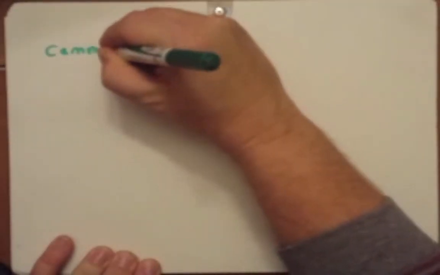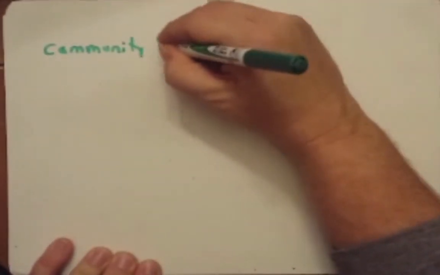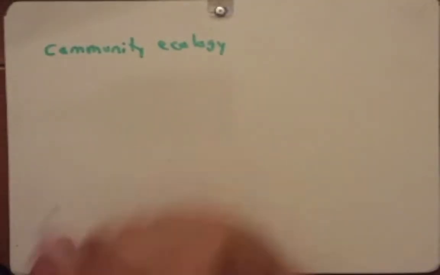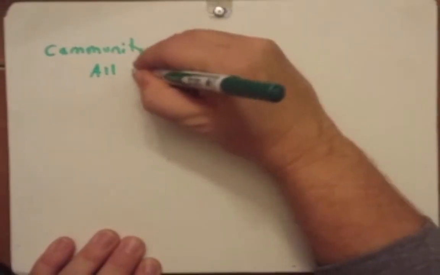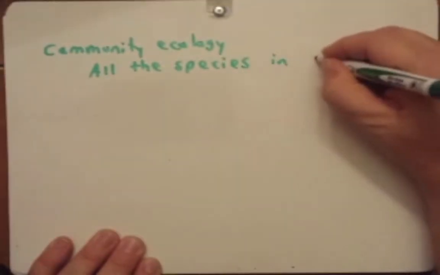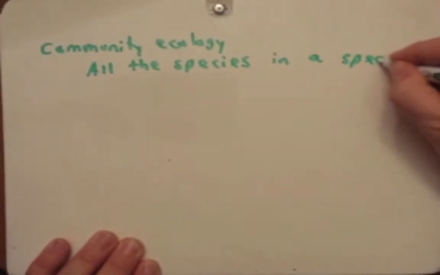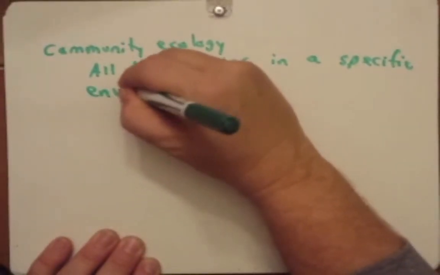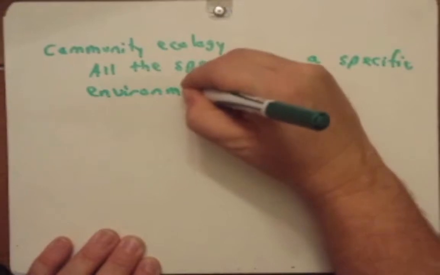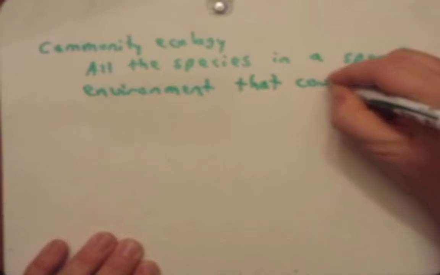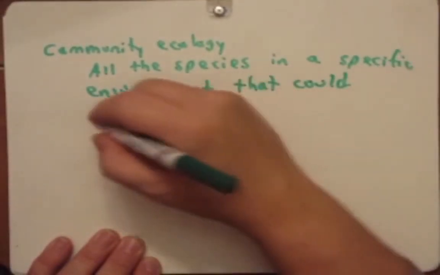Okay, let's start with a working definition of community ecology. We can think of community ecology as all the species in a specific environment, so in a very particular area, that could interact.